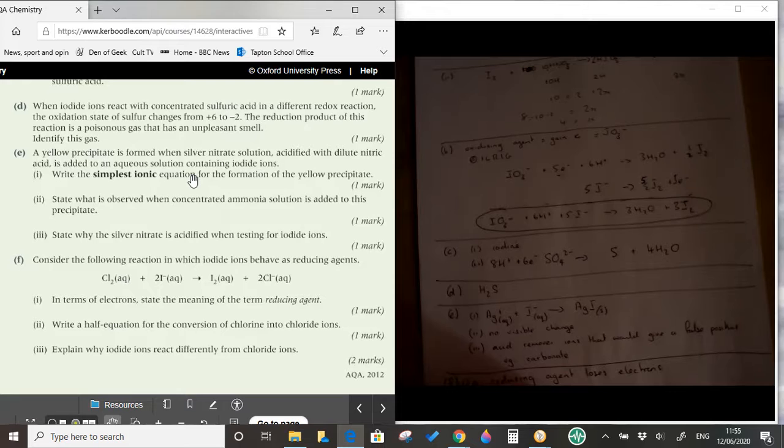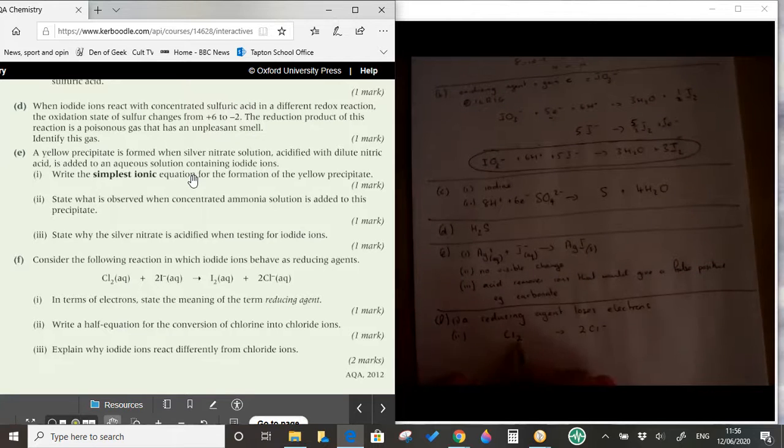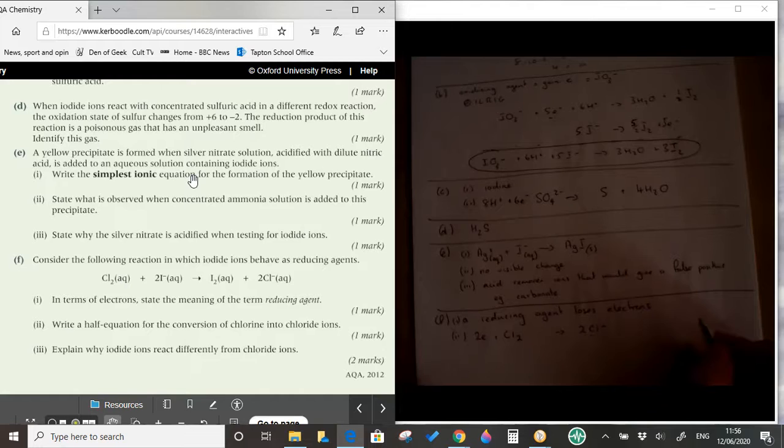That's part 1. Part 2, write a half equation for the conversion of chlorine into chloride ions. So we're just stealing this from the equation above it. So there's the chlorine, and it's going to give the chloride ions. We can take that balancing direct from the equation in the top of F. And then I just need to add electrons to balance the charge. So there's a charge of 2- on the right-hand side, so I need 2 electrons on the left-hand side.